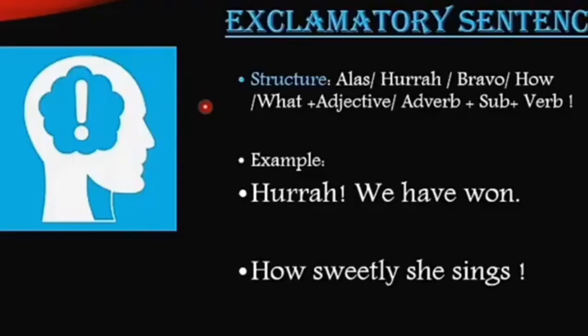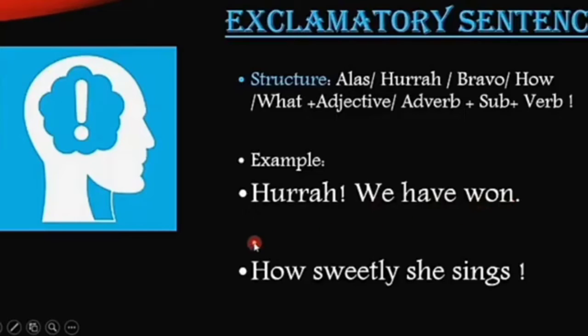Exclamatory sentences help us to express our emotions or feelings, and these kinds of sentences take the help of some interjections like alas, hurrah, bravo, etc. And then they take the assertive form of the sentence. For example, hurrah, we have won. See the structure. After hurrah, we have used the exclamation sign, because the word itself expresses all the emotion. And then an assertive form of the sentence, we have won, followed by a full stop.